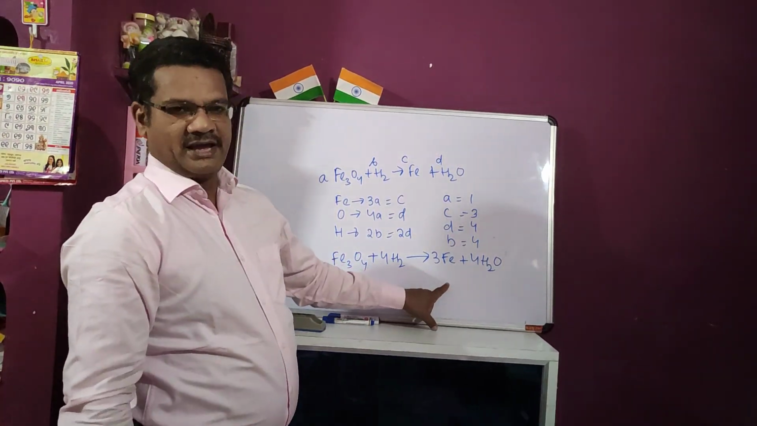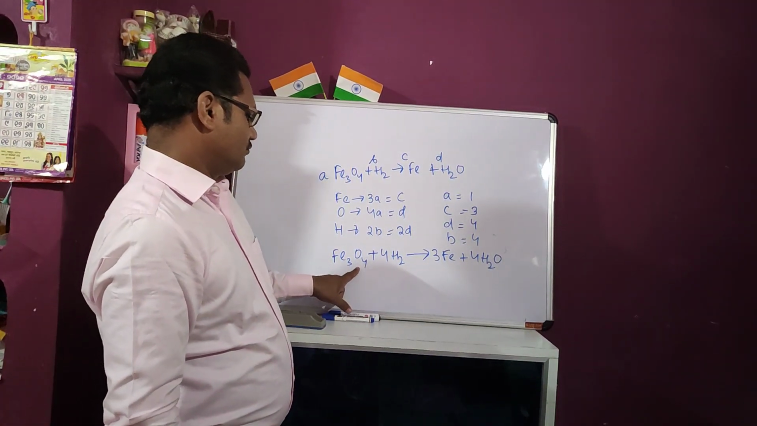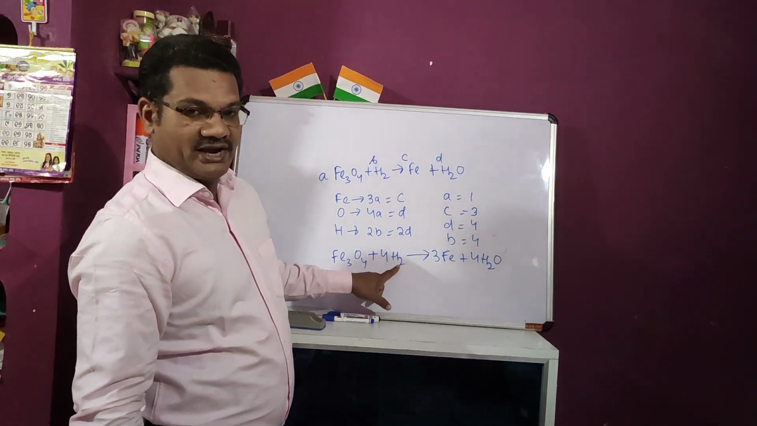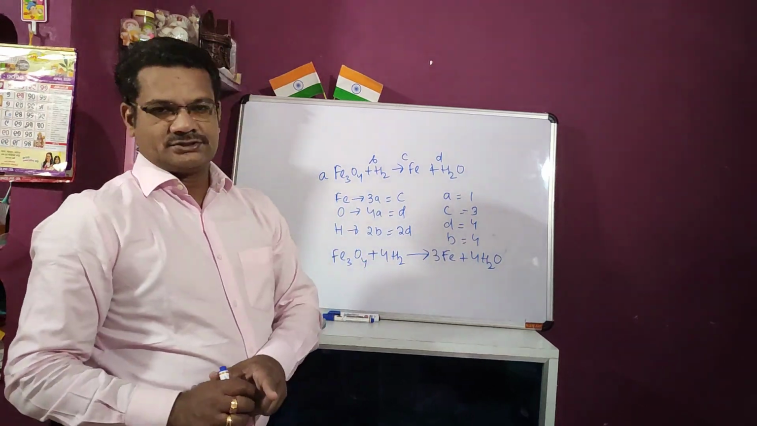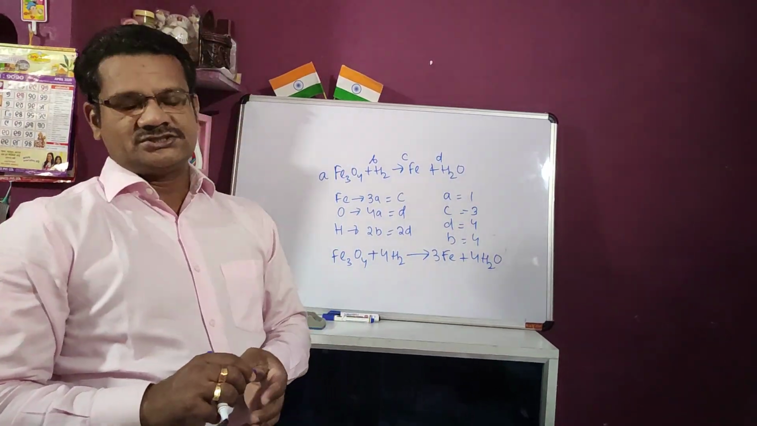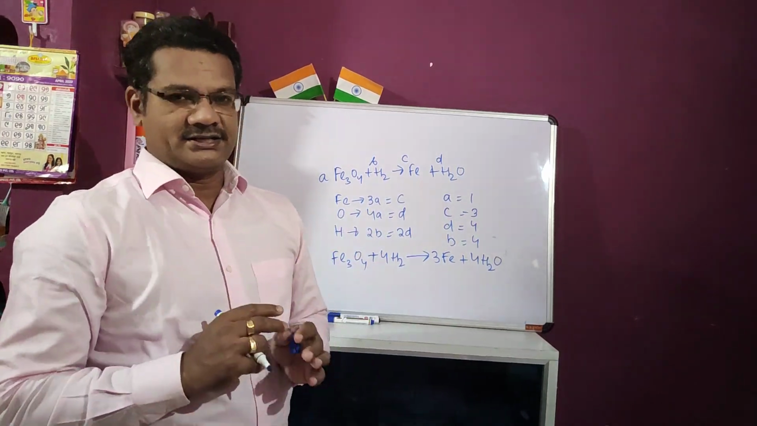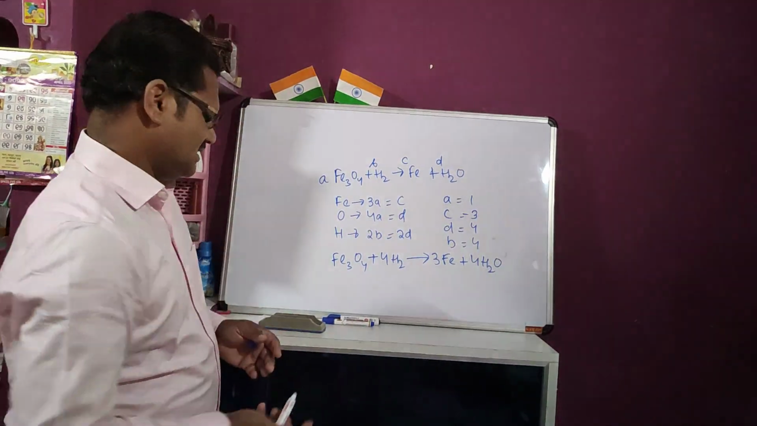Iron 3, oxygen 4, oxygen 4 into 1, 4, hydrogen 4 into 2, 8, 4 into 2, 8. Okay. So this is also a method of balancing a chemical equation, by algebra. Now another example I shall take.